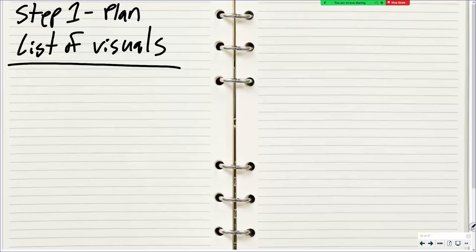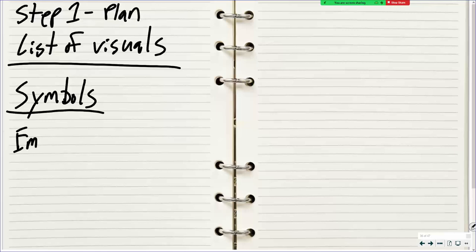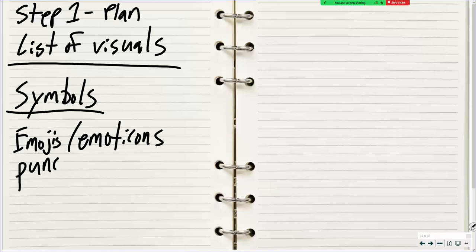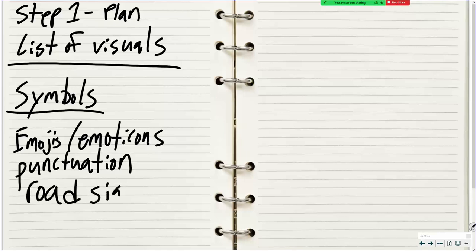Okay. So we looked at symbols. And some of the symbols we talked about were emojis, emoticons. We looked at punctuation. We did some examples of road signs, flags. Some other visual elements we looked at.